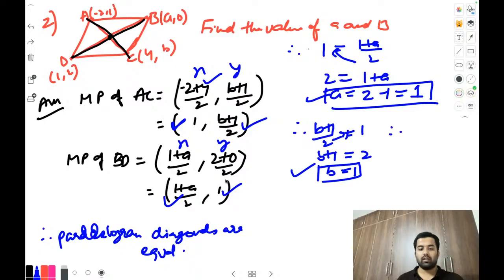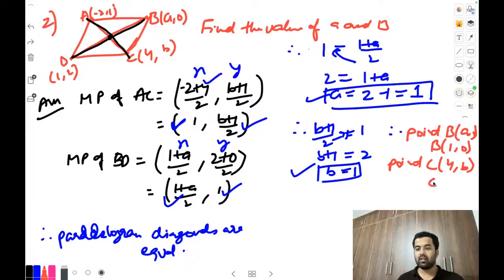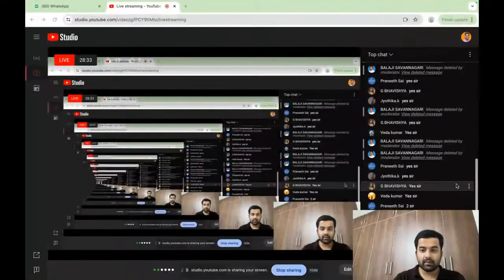See, we got the a, we got the b. So therefore point B becomes what? It was a comma 0, right? So what we can write? B point as 1 comma 0. Same way, point C was 4 comma b. So C point becomes 4 comma 1. That's all. Understood this?